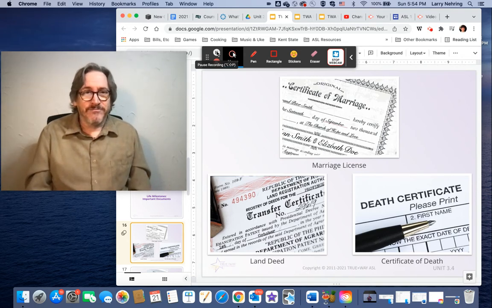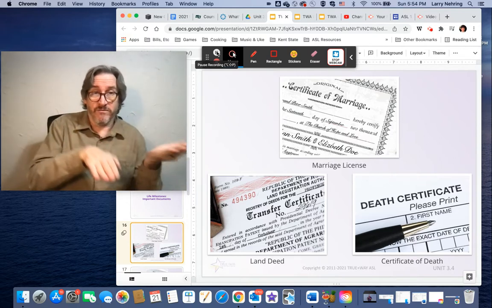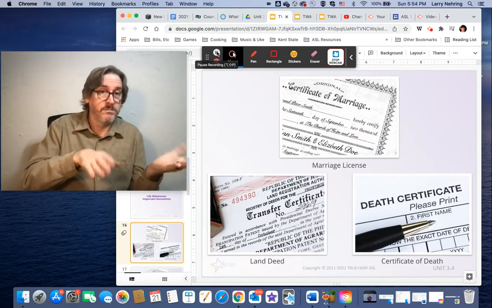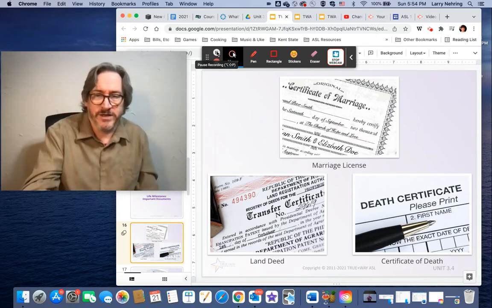Death certificate. Death: it's palm up, palm down, and then you reverse it, roll them both over. Boom. Certificate. And again, certificate. Don't close it up. Certificate.